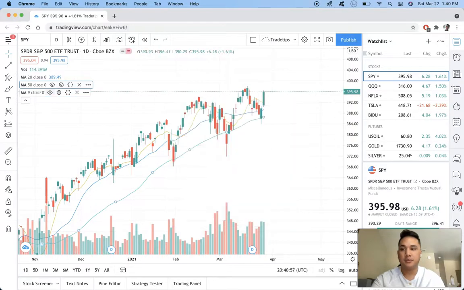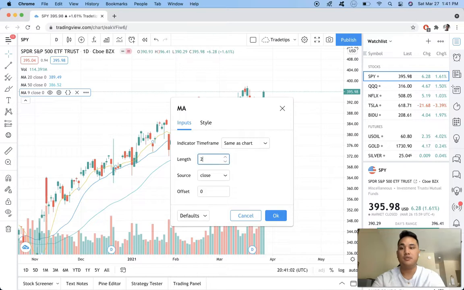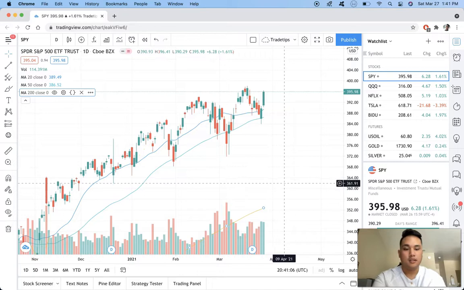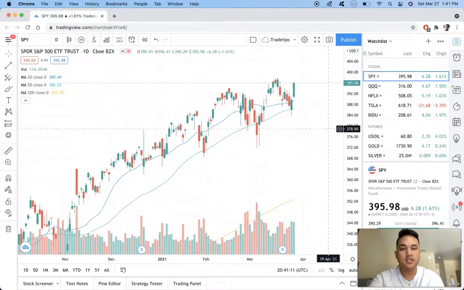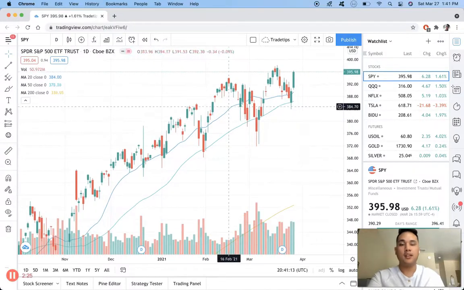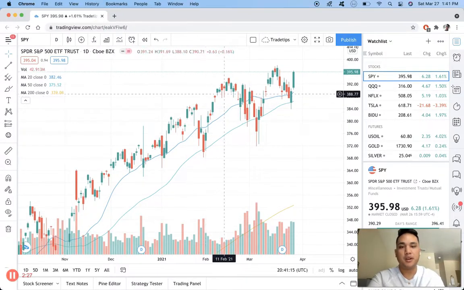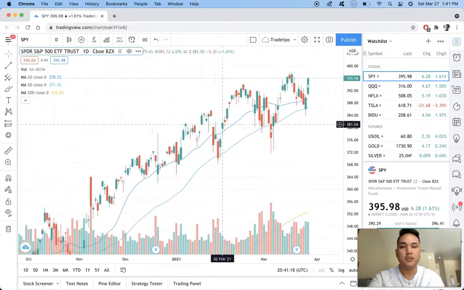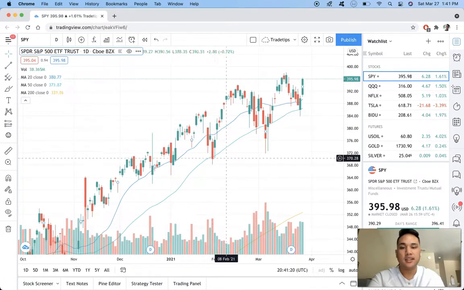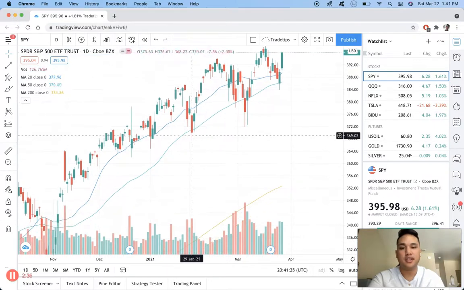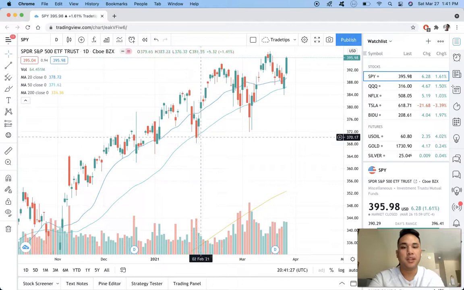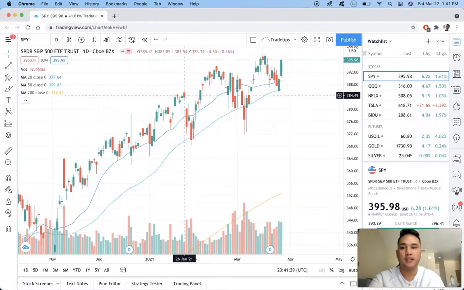And then for the next one, we're going to go in the settings on this one as well, and we're going to change that to 200. Now, from here, okay, great. So look, just the 20 by itself gave us this line where it could possibly bounce from. But when this line wasn't defended, there was another line that gave us a little bit of help as well. So the 50 moving average in this case helped us find possibly a bounce zone for the SPY over here.